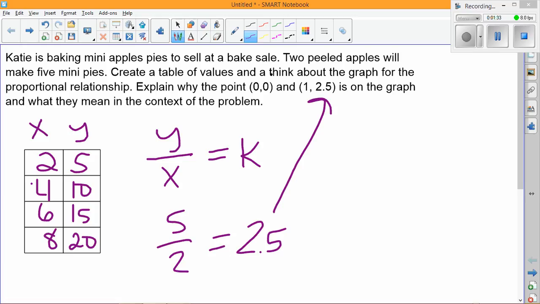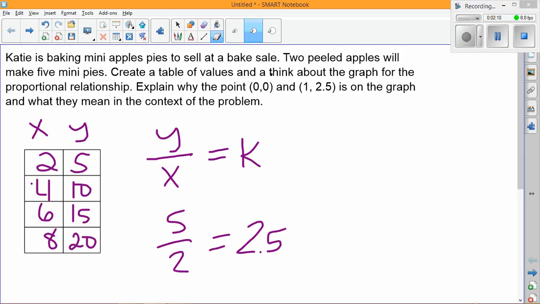So thinking about this, we found a unit rate, which is the same thing as the constant that we multiply by. That means that for every 1 apple that I peel, I'll make 2.5 pies. So I have enough filling to fill 2.5 pies with 1 apple. And that should happen every single time. A unit rate is just the rate for one thing. So no matter what, your unit rate is always going to be on the graph at 1.